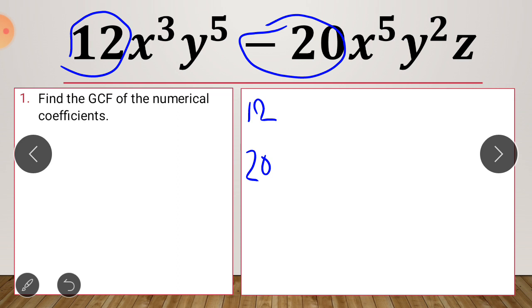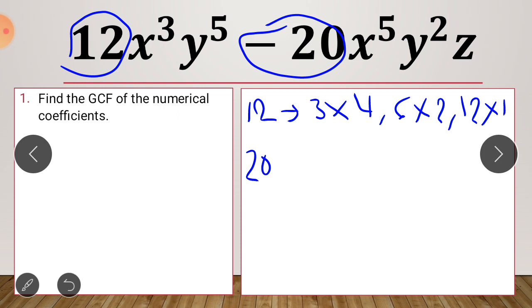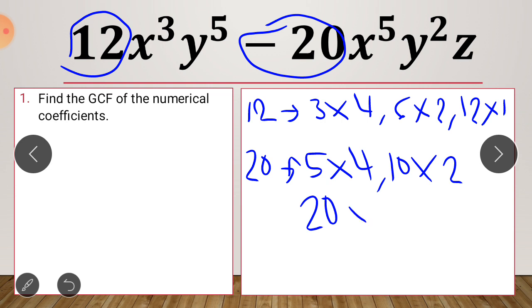So for 12, we have 3 times 4. What else? 6 times 2. And we can also have 12 times 1. For 20, the factors of 20 are 5 times 4, 10 times 2, what else? 20 times 1.